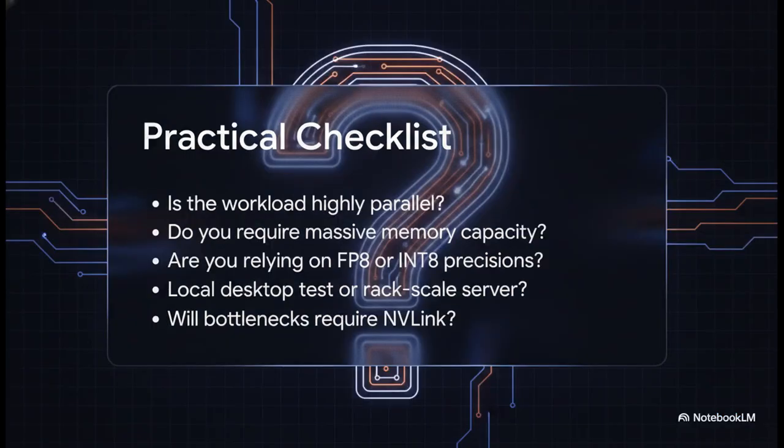So here is the crucial point, your practical checklist. Before you ever pull up another spec sheet, ask yourself, evaluate your specific memory needs. Do you really need the 141 gigs of the H200, or will the 32 gigs on the 5090 totally suffice? What precision formats are you relying on? Are you just testing locally, or are you deploying a massive server rack where NVLink is pretty much mandatory?